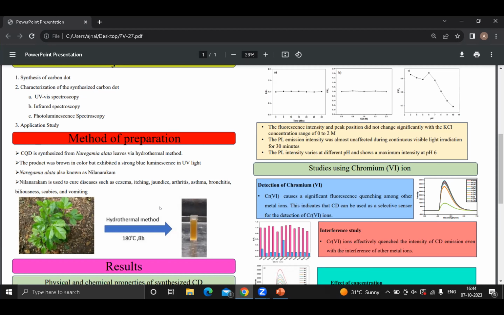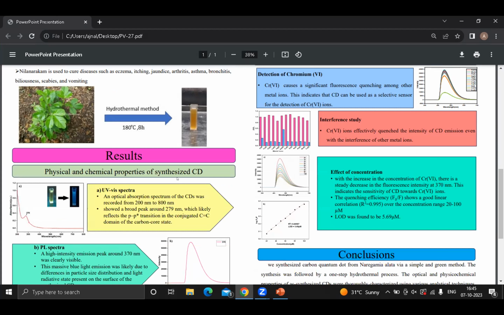We collected Naregamia alata leaves, washed them thoroughly with distilled water, and dried them. We took 1 gram of the dried leaves and added 100 ml of distilled water. Using an autoclave, we synthesized the CDs. The temperature was fixed at 180 degrees Celsius for 8 hours. After completing the 8-hour reaction, the obtained brown CD solution was filtered, centrifuged, and stored at 4 degrees Celsius for further use.